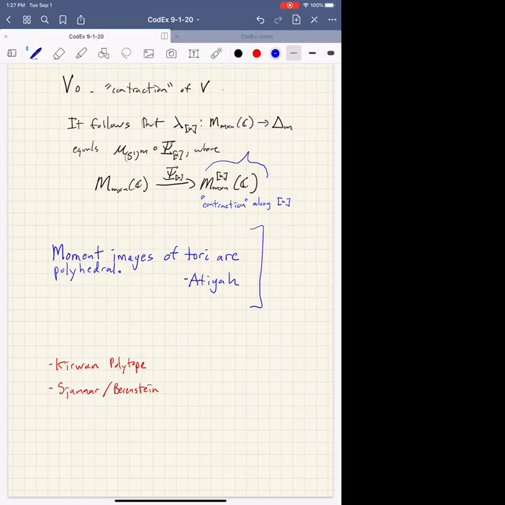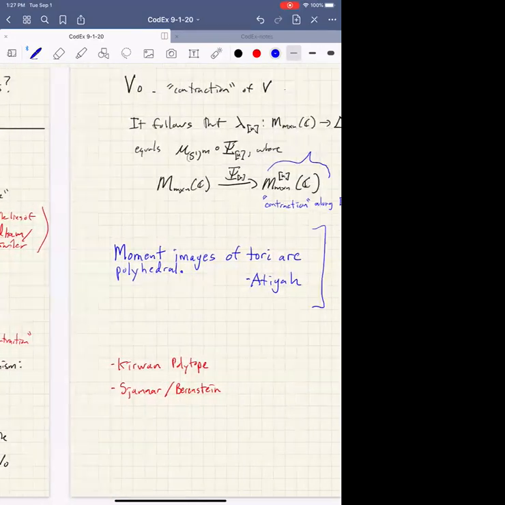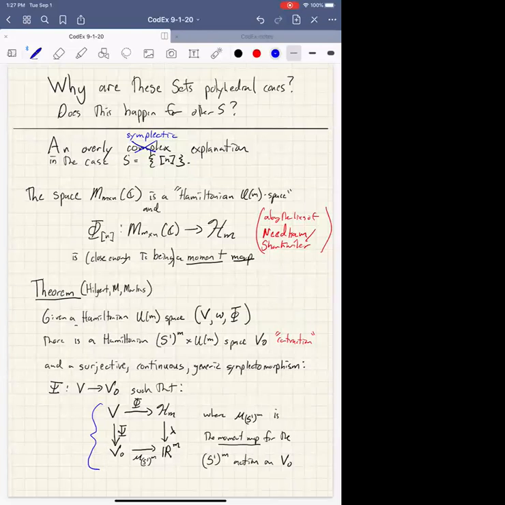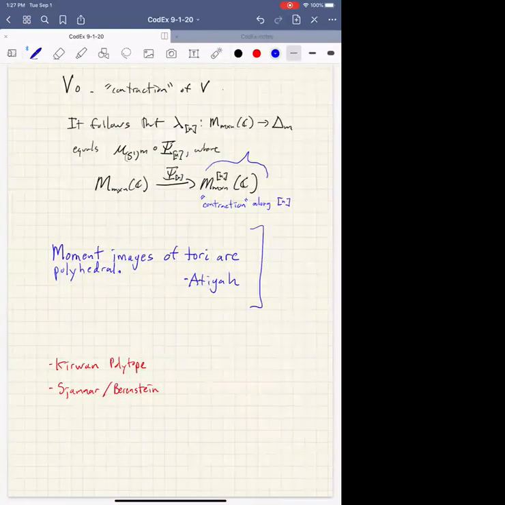And this isn't new. It's known that these things should be cones. They're called the Kerr-1 polytope when your space is compact. And this sort of story has been studied with other techniques by Shamar and Bernstein. So the new element here is this contraction space, which is the universal go-between to turn the spectrum mapping, which was already continuous, into one of these really nice moment maps.